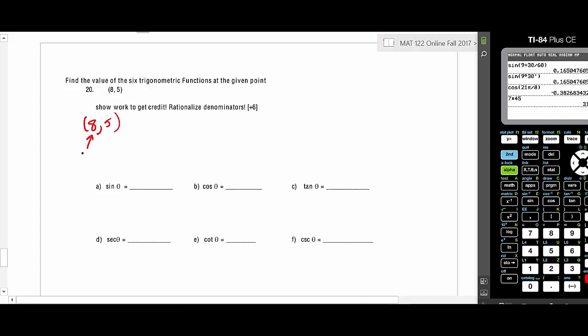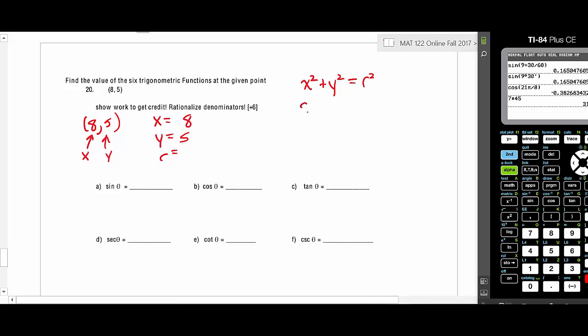So that means I gave you x, and it means I gave you y. And they're both positive. That's a quadrant 1 point. So we're going to have x equals 8, y equals 5. We also need to find r. We do that by applying the Pythagorean theorem.